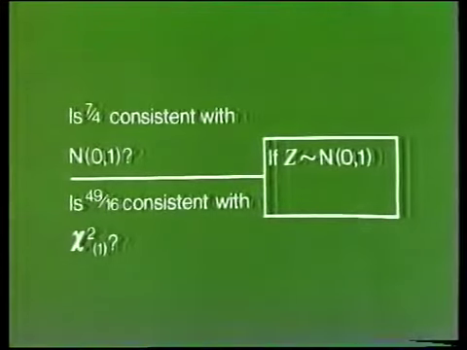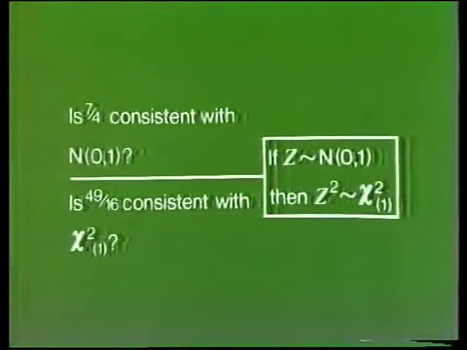If z is standard normal, then we know that the distribution of z squared is chi-squared with 1 degree of freedom. So, rather than test whether 7/4 is consistent with normal 0, 1, we could test whether 7/4 squared is consistent with chi-squared 1. And this is the same as testing whether 49/16 is consistent with chi-squared 1.